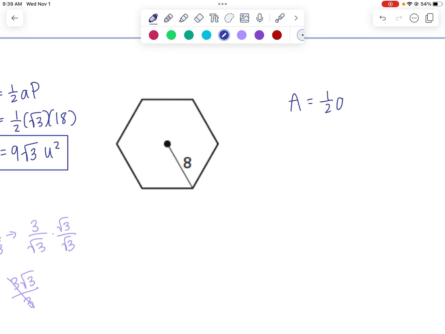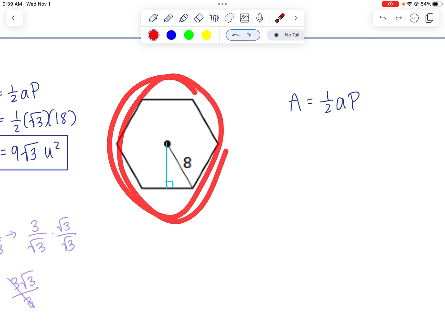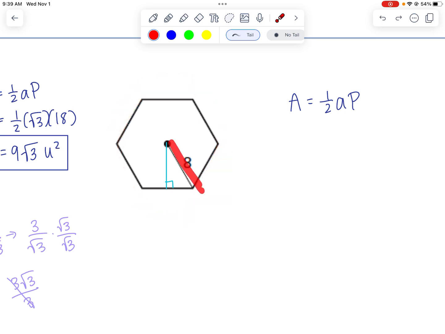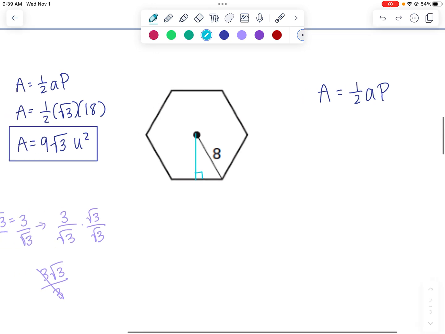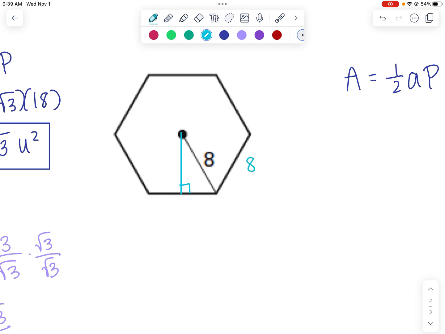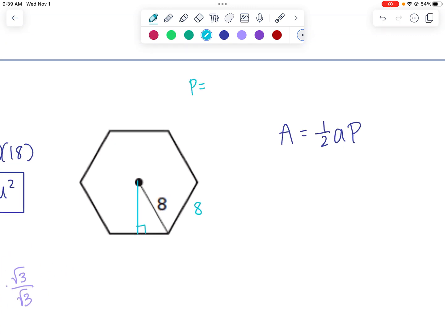Area equals 1/2 little a capital P. But I don't know the apothem and I don't know the side. So I can't really use that formula yet. I'm missing some things. I need the apothem. I also need to figure out what the side is. Now, if you remember, the hexagon was special because a radius and a side in the hexagon are the same thing. So if the radius is 8, one of the sides would be 8, which would make the perimeter 8 all the way around. So 8 times 6 would be 48.